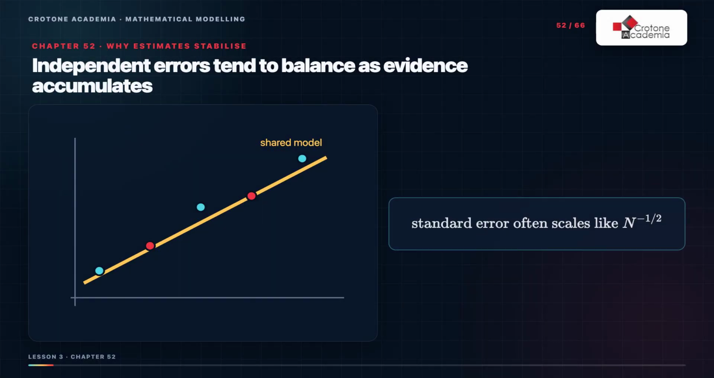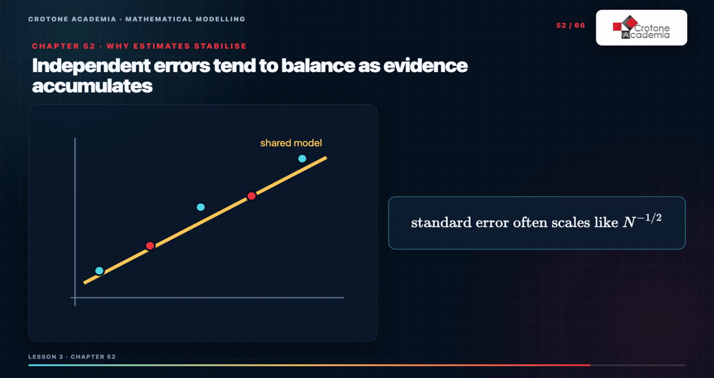Suppose the model is appropriate, and measurement errors are independent, centered around 0, and have finite variation. As informative observations accumulate, positive and negative errors tend to balance, individual unusual measurements have less influence, and parameter estimates become more stable. In many common settings, estimation uncertainty decreases roughly like 1 over the square root of n. This is a rate of improved precision, not a promise that all error disappears.